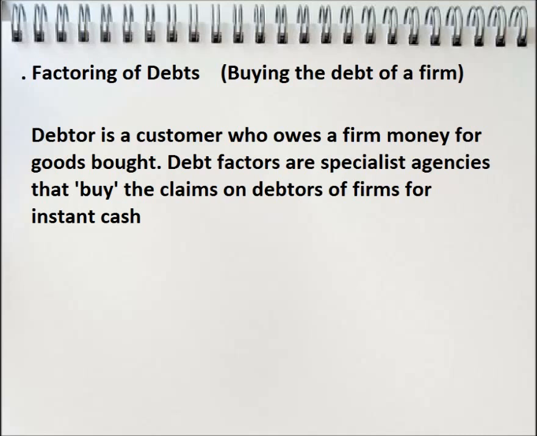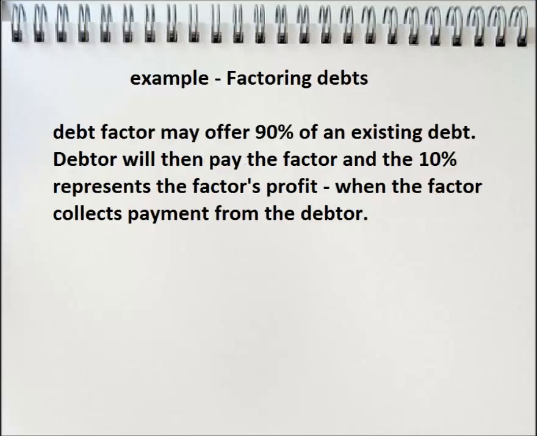A debtor is a customer who owes a firm money for goods bought. Debt factors are specialist agencies that buy the claims on debtors of firms for instant cash. Example: a debt factor may offer 90% of an existing debt. The debtor will then pay the factor, and the 10% represents the factor's profit when the factor collects payment from the debtor.